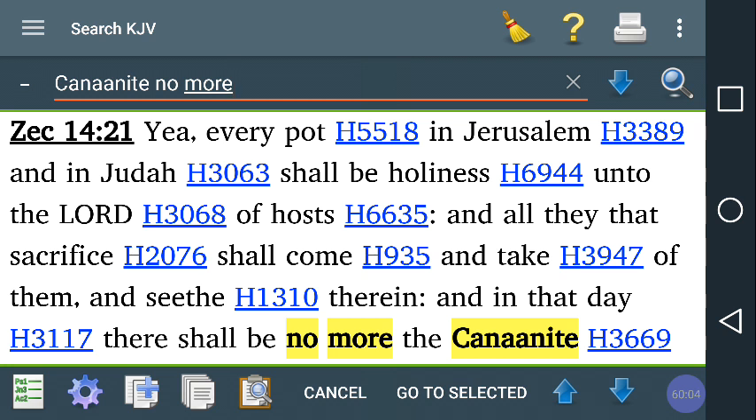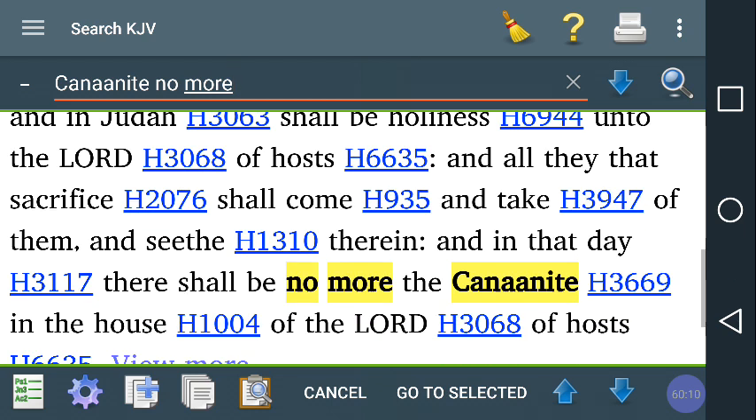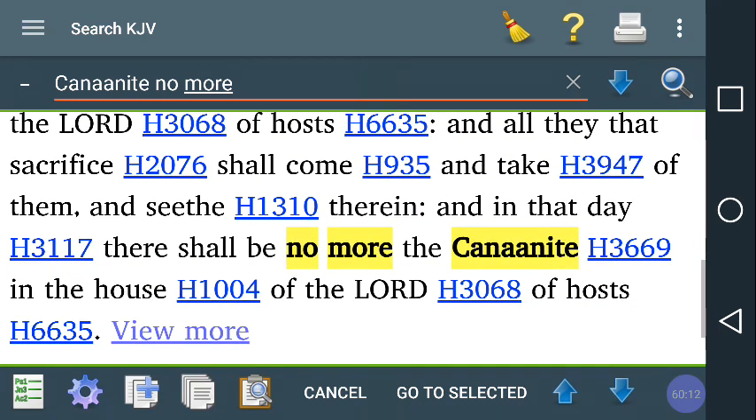And all they that sacrifice shall come and take of them and seethe therein. And in that day there shall be no more the Canaanite. Be no more. Can you say be no more? The cracker, the peckerwood. There shall be no more the Canaanite in the house of Jehovah of hosts, Jehovah of armies.